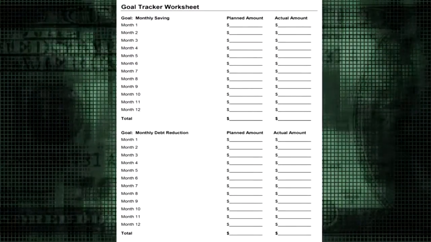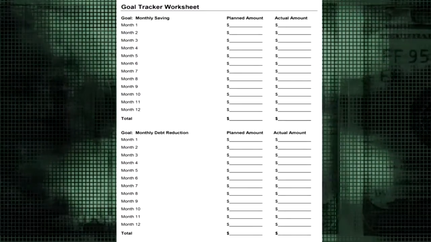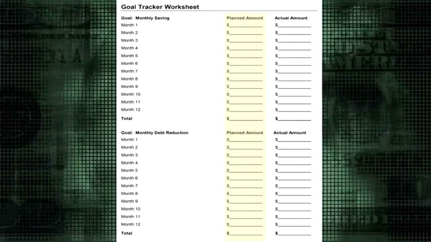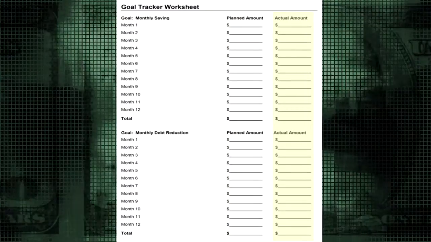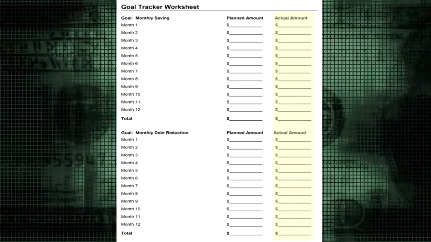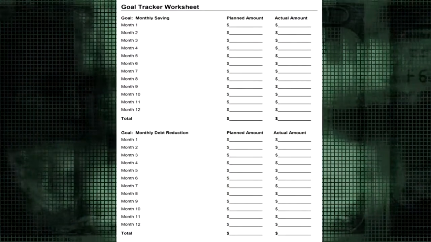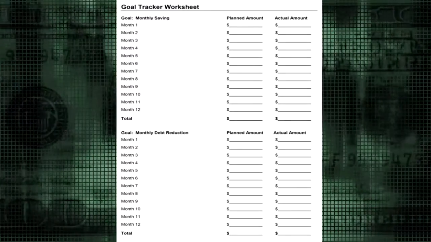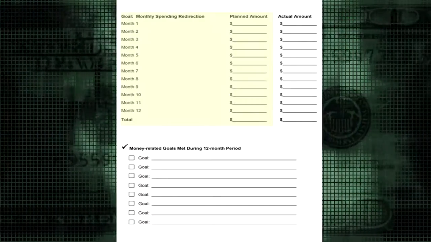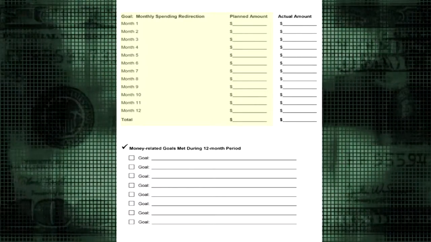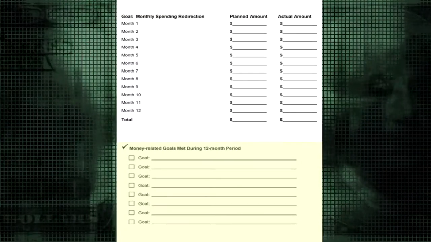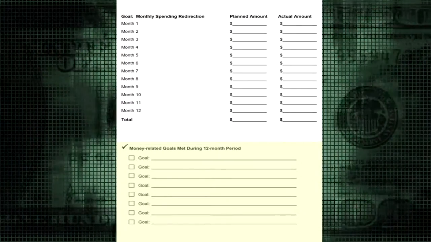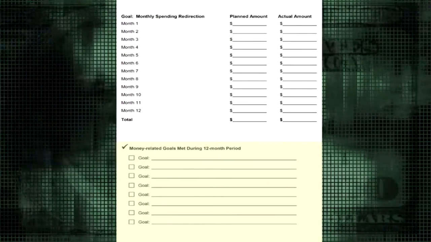Whether your goal is saving, reducing debt, or a combination of the two, enter the amount in the planned column and the actual amount in the actual column at month end. If your financial goals also include redirecting some of your spending away from some things and into others, you do the same thing. Space is provided to track your goals for a 12-month period. You can also use Goal Tracker to check off any goals you meet during the 12-month period.